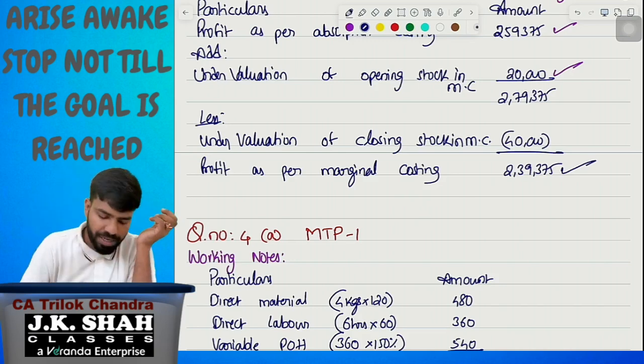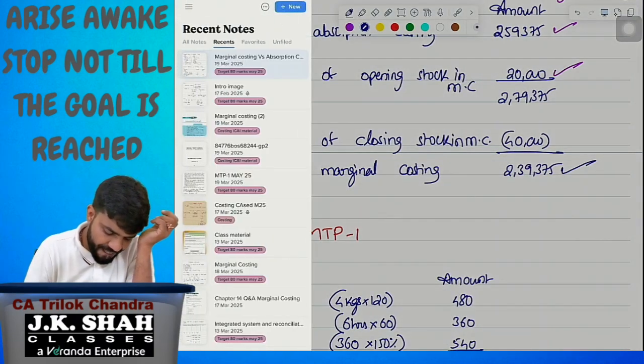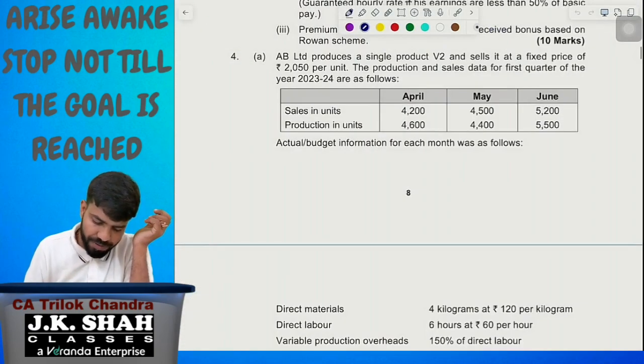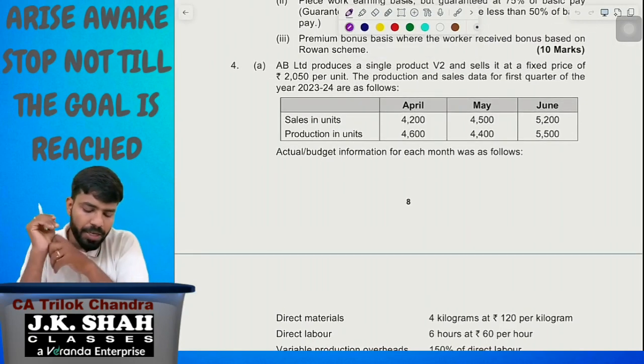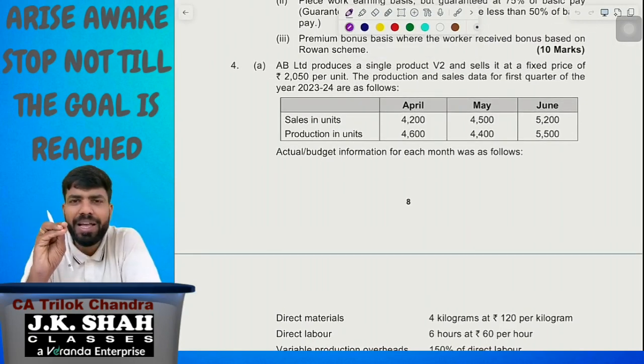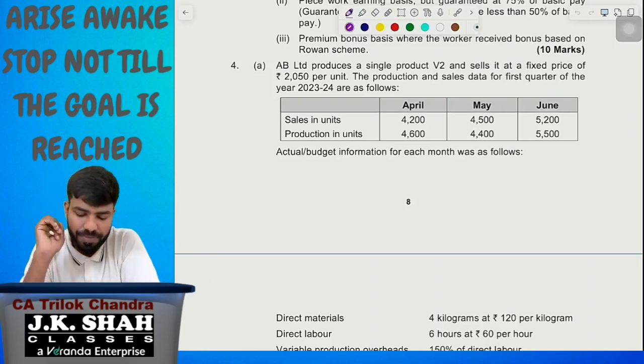Let us see the MTP question. Question number 4A. Prasanna, this is for you. Now look at here. Simple question, but they're asking to do the same calculation for the 3 months. That is the tricky thing.